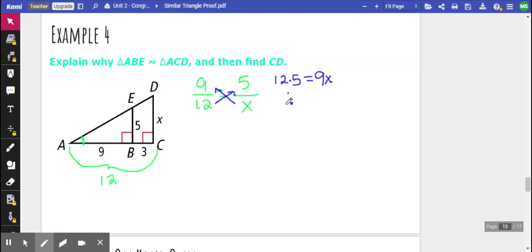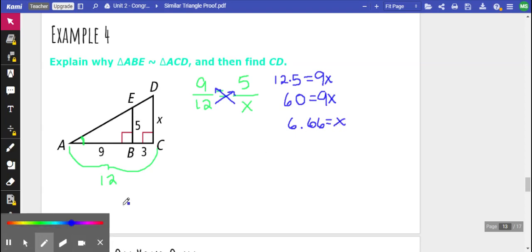And I would know that 60, in this case, is going to be equal to 9x. And I can just do 60 divided by 9 to get 6.66 for my answer for x.